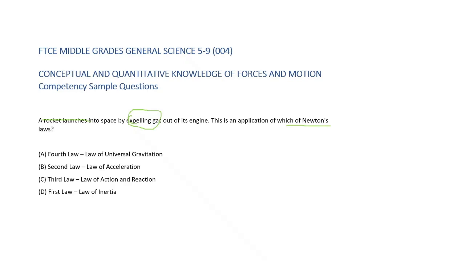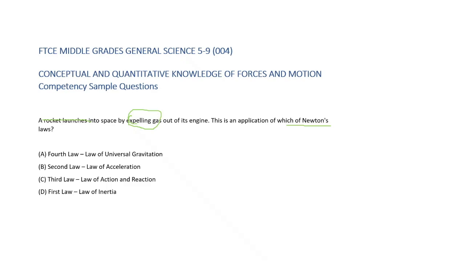A, the fourth law, law of universal gravity. This says that every object in the universe with mass actually attracts every other object. This has nothing to do with expelling gas by a rocket, so this would not be the correct answer choice. B, second law, law of acceleration, says that the acceleration of an object is directly proportional to the net force acting on it. This does not explain a rocket launch or expelling gas from the engine, so this is also incorrect. C, the third law, law of action and reaction.